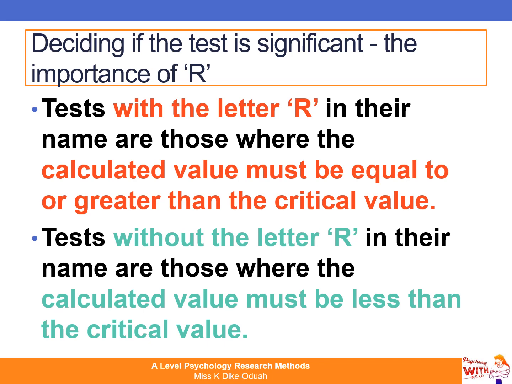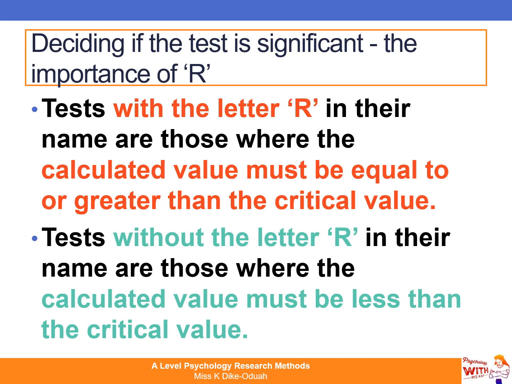So let's just quickly go through. Spearman's rho has an R, so therefore the calculated value for Spearman's rho must be greater than or equal to the critical value in order for the test to be considered significant. Chi-square has an R in it, so it follows that same pattern. Mann-Whitney does not have an R. Therefore, in a Mann-Whitney statistical test, the calculated value has to be less than the critical value in order for the test to be deemed significant.